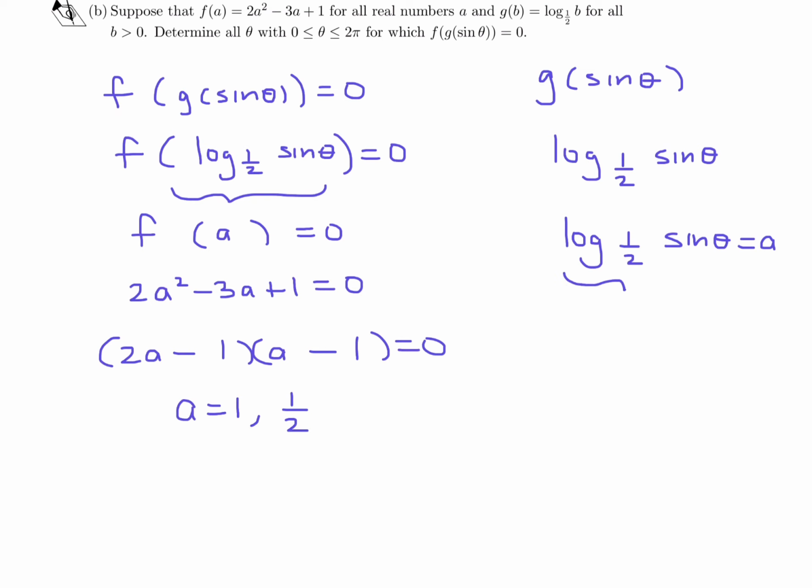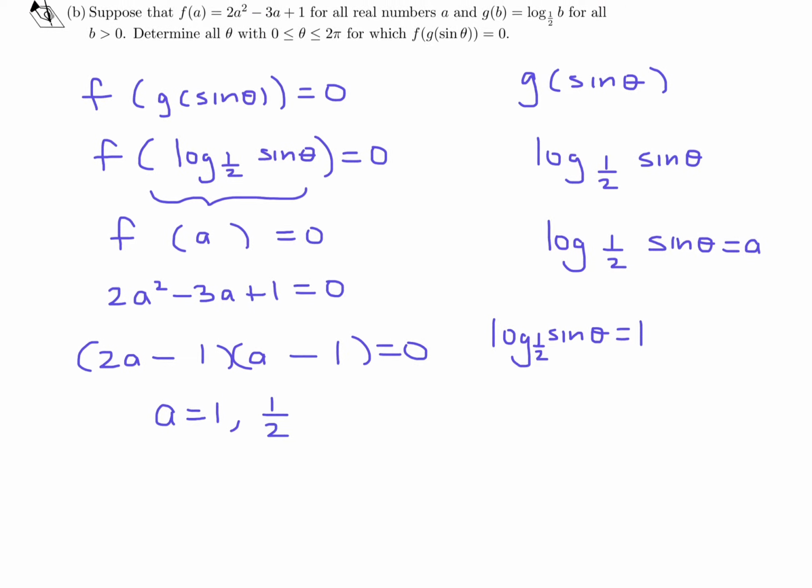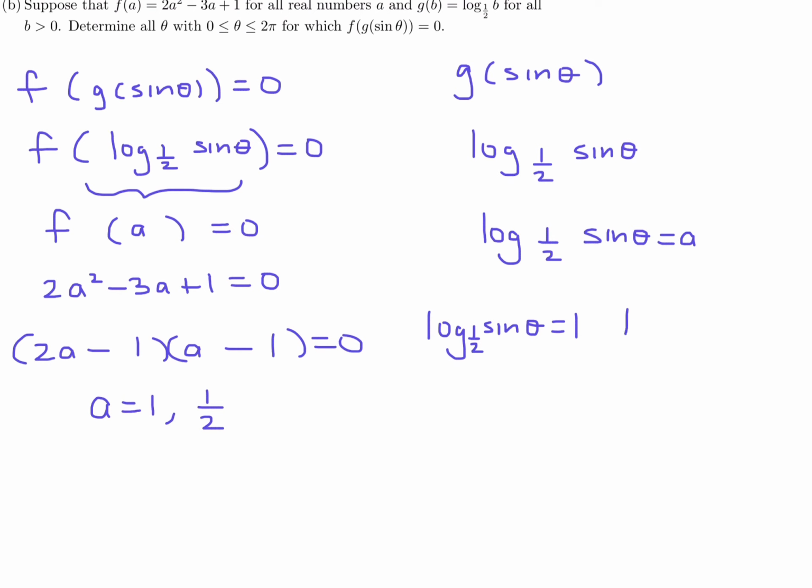So let's go back to here now. That means that log of sine theta to the base 1/2 is either 1 or the log of sine theta to the base 1/2 is equal to a half. From the first one, I get a half to the power of 1 is sine theta. And for the second one, I get a half to the power of a half is equal to sine theta.